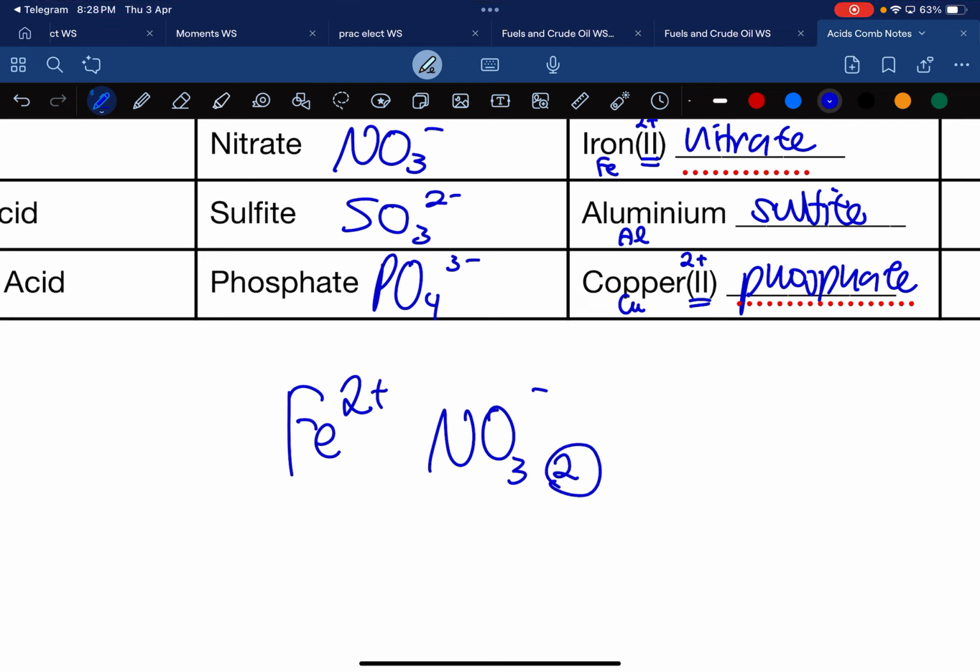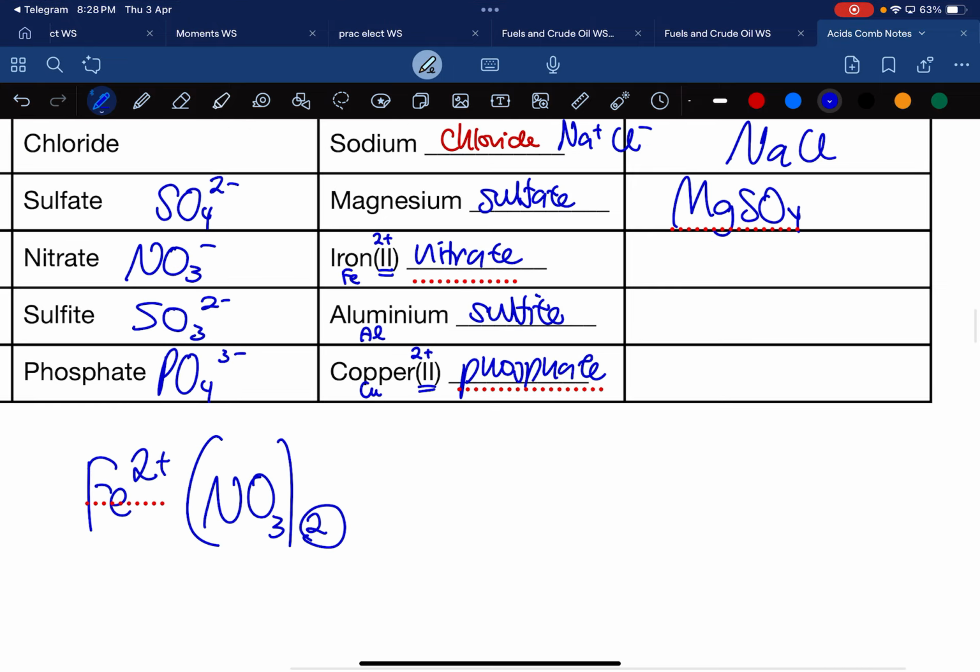But this 2 doesn't represent just oxygen. This 2 represents both N as well as O, which means we need this. In math, when we group things together, we use brackets. Chemistry is not different. So iron 2 nitrate is like that.